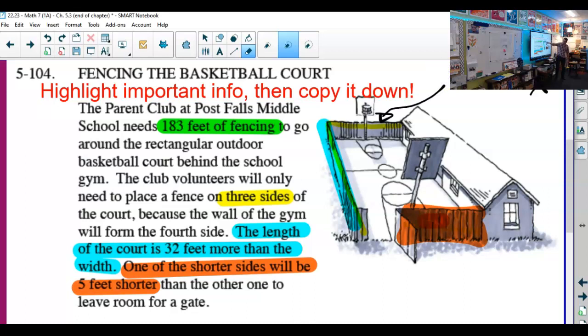If this is the length, what could I call this? The width, right? Because we normally talk in width and length. So you might on your paper have written down that the width is, we don't know it. So the width is X.